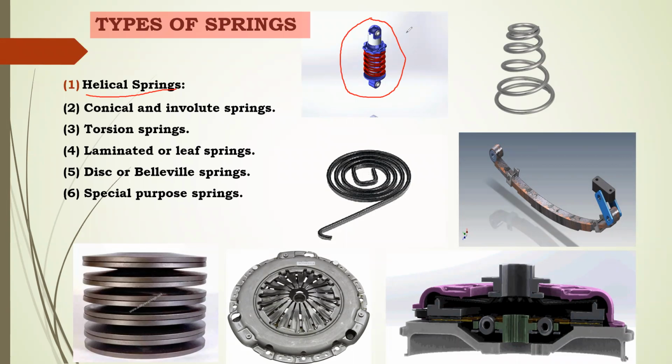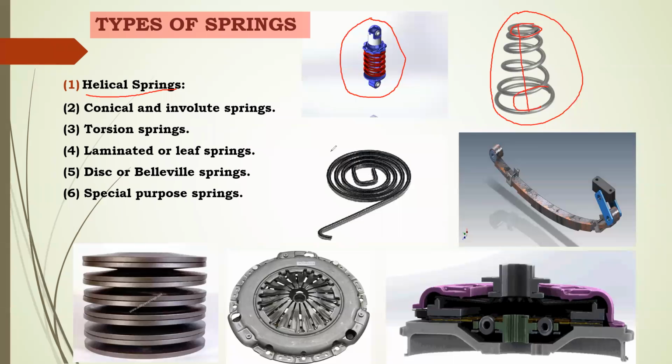Then conical or involute spring. So the second picture we have is the conical or involute spring. So here the diameter is small, here the diameter is large. So the diameter is continuously decreasing. This is called a conical spring.